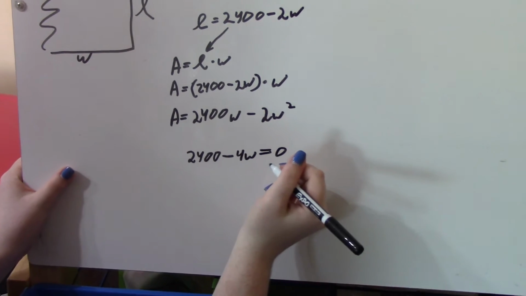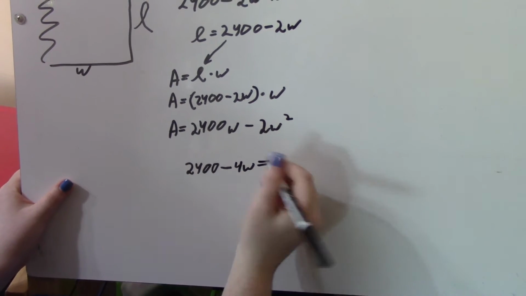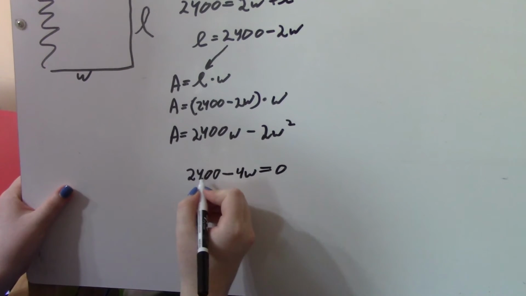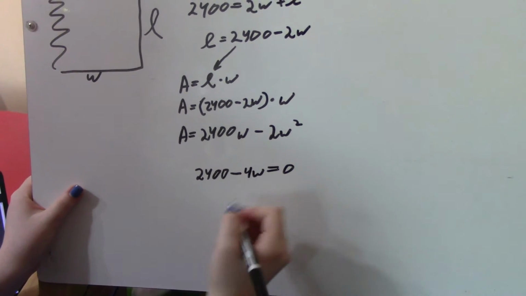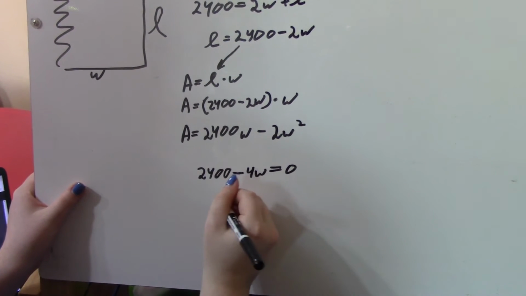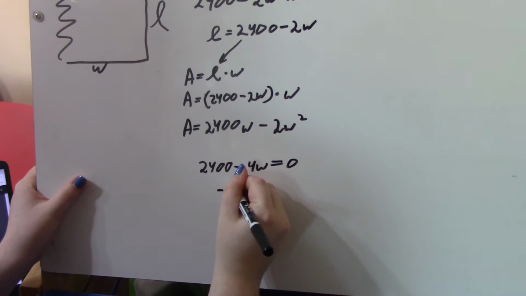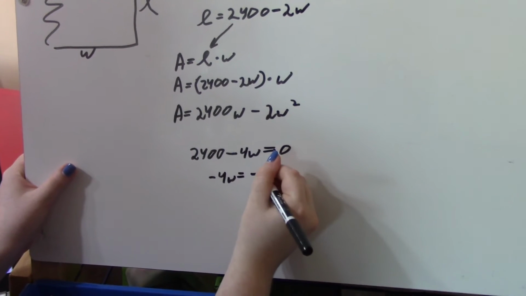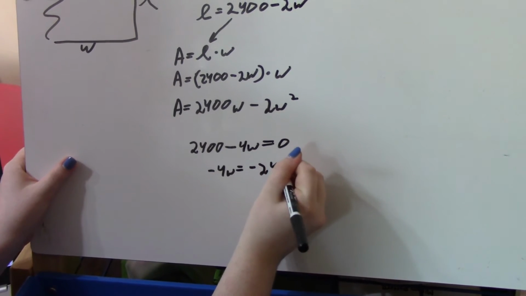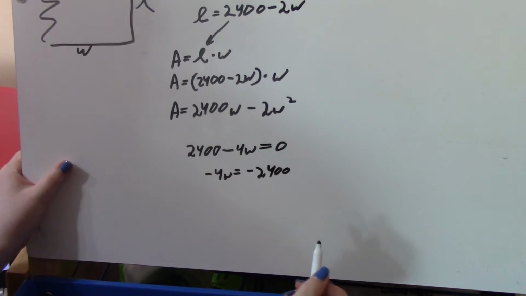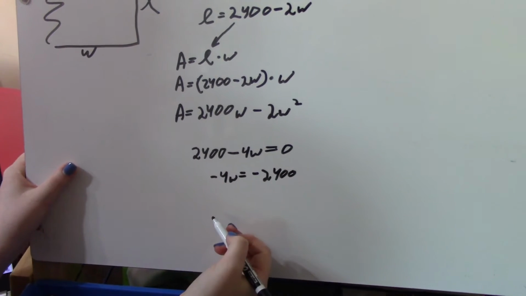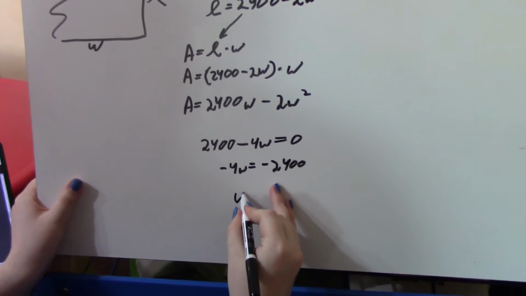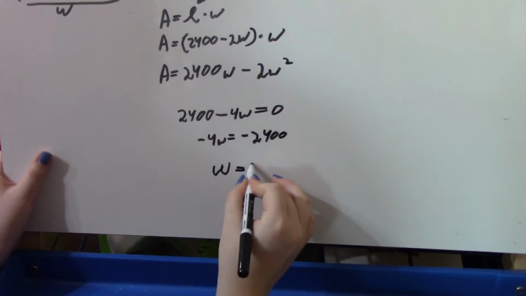When setting this equal to 0, we first move the 2,400 onto the other side by subtraction. So it's negative 4W equals negative 2,400. Now, because we need to get W on its own, we divide by negative 4, and we get W equals 600.